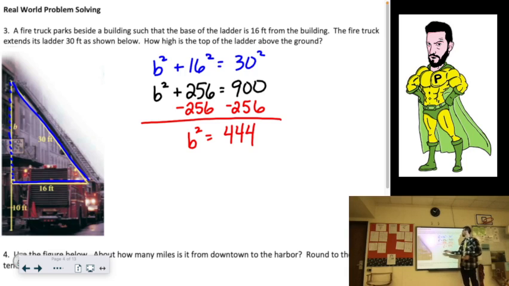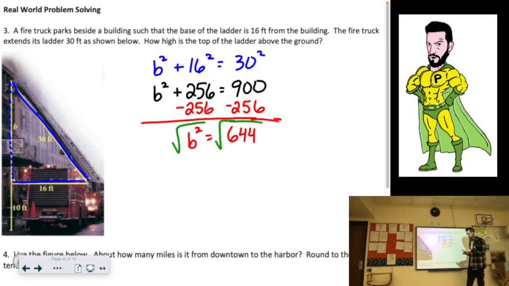So we need to square root that still. Square root of 644. I don't know why I wrote 4. I'm just going to erase it. Sometimes I'm a perfectionist, sometimes I'm lazy. You just never know what you're going to get.